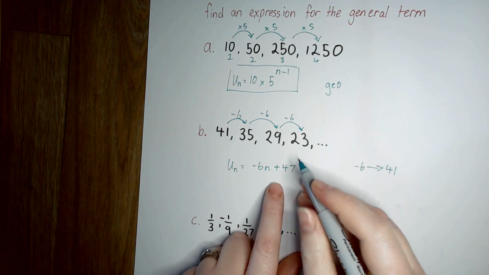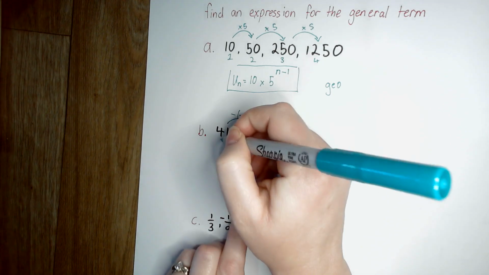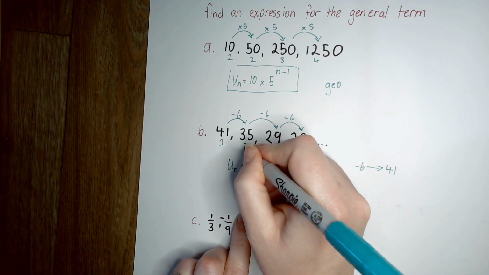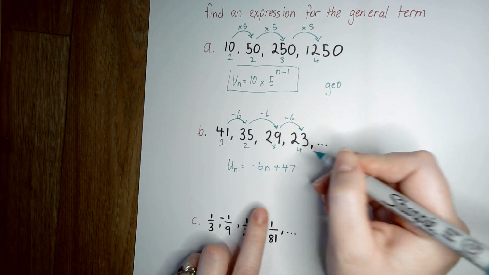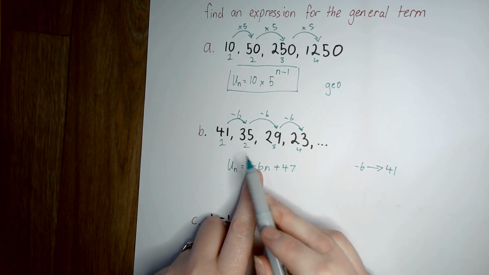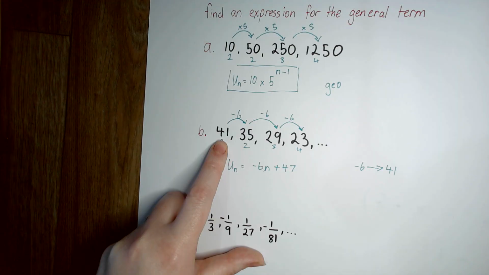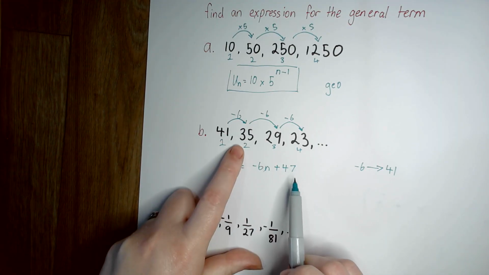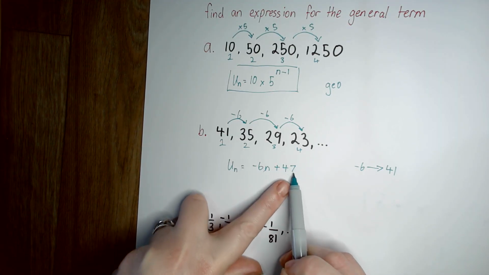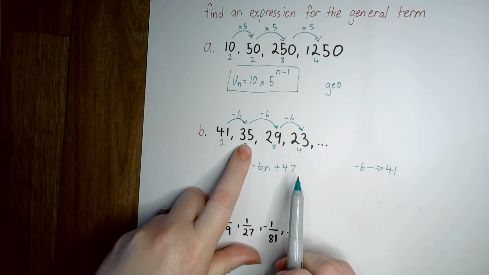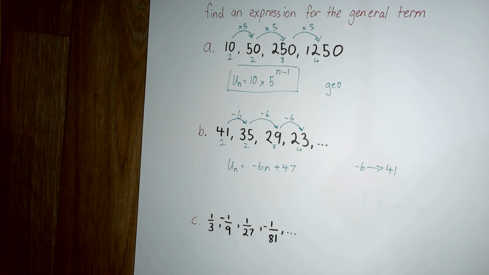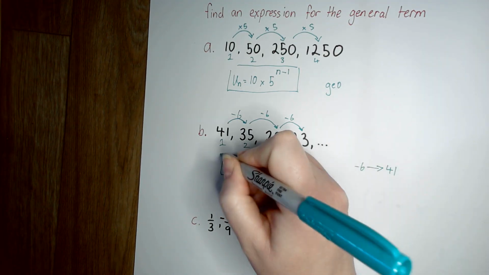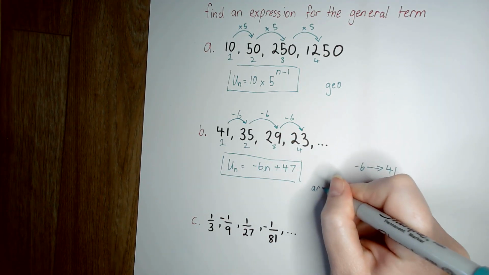So our first term is going to be minus 6 times 1, because remember that's our first term, second term, third term, fourth term, etc. So minus 6 times 1 plus 47 would get us to 41. Minus 6 times 2, so minus 12, plus 47 would get us to 35, etc. So that becomes that one, and that is an arithmetic sequence.